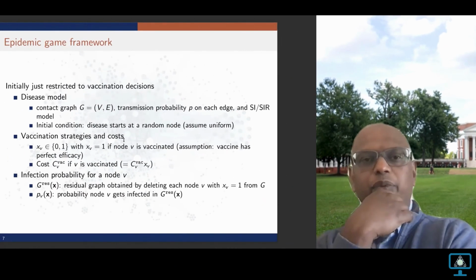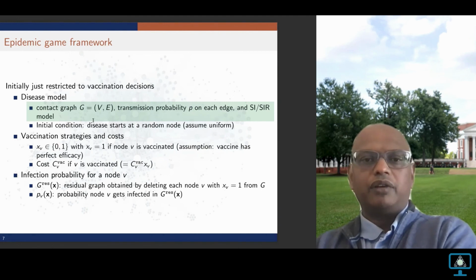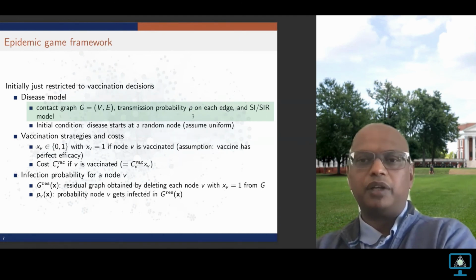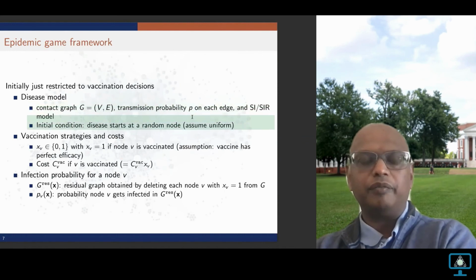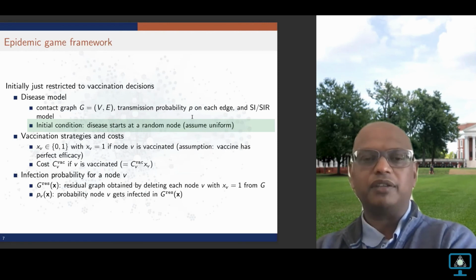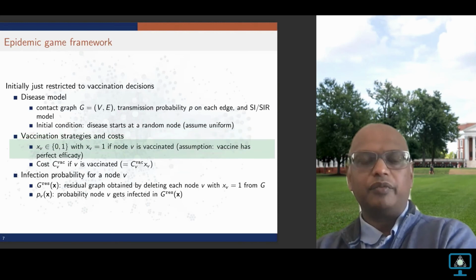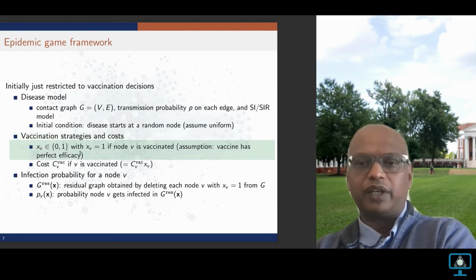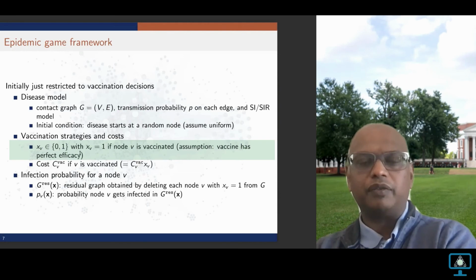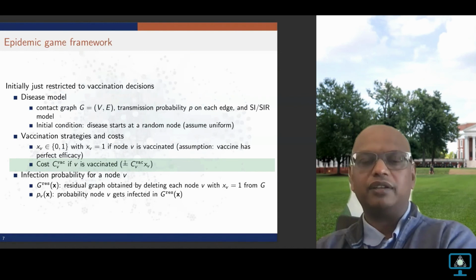So here is an epidemic game framework to think about these decisions and the associated costs. Again, we have a contact graph G, there's a transmission probability, and we'll assume some disease model. I'll assume an initial condition where the disease starts at a random node, uniform. Let's just focus initially on vaccination strategies. So if X_v is 1, that means node v is vaccinated, and I'll assume it has perfect efficacy. There is a cost C_vac if node v is vaccinated, so C_vac times X_v is the resulting cost.